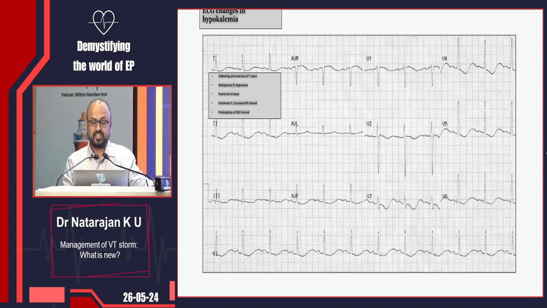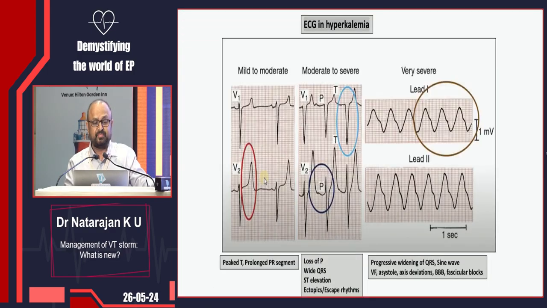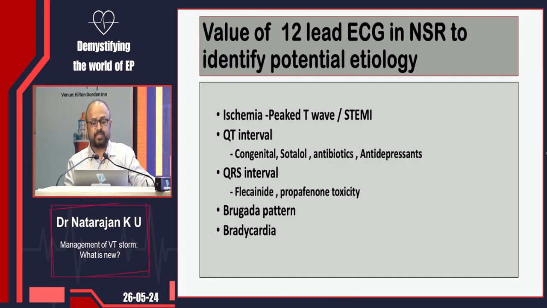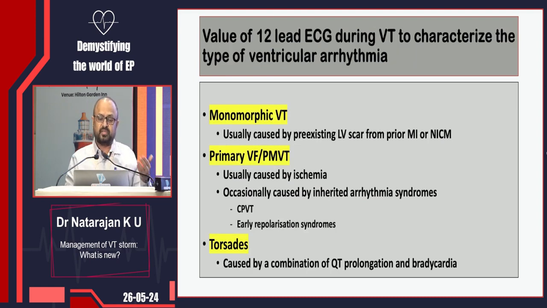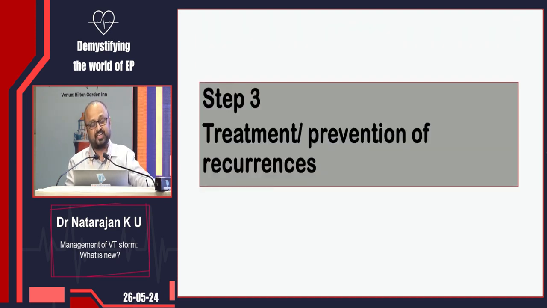These are some of the typical signature patterns of electrolyte abnormalities in the ECG: hypokalemia in this instance, hypocalcemia, hyperkalemia, hypercalcemia. These all should be looked into. The ECG in sinus rhythm can also give potential hints towards the etiology, like ischemia, long QT syndrome, Brugada pattern, or bradycardia, which can be the reason for polymorphic ventricular tachycardia because of long QT interval in bradycardia. And the ECG during VT helps us to characterize the VT into monomorphic, VF, or polymorphic, long QT with torsades. That has a bearing on the way we treat these arrhythmias with antiarrhythmic drugs.